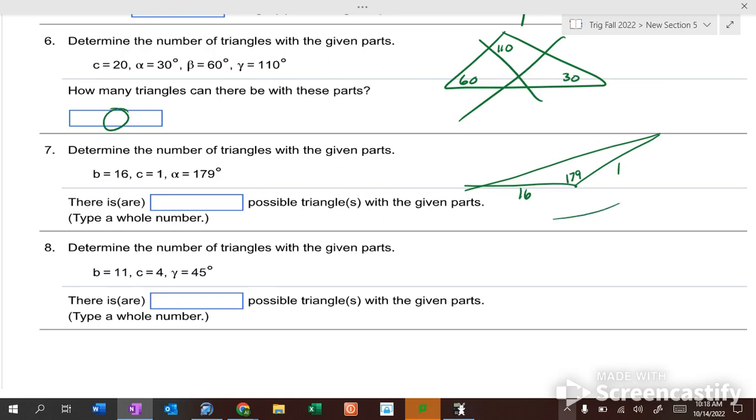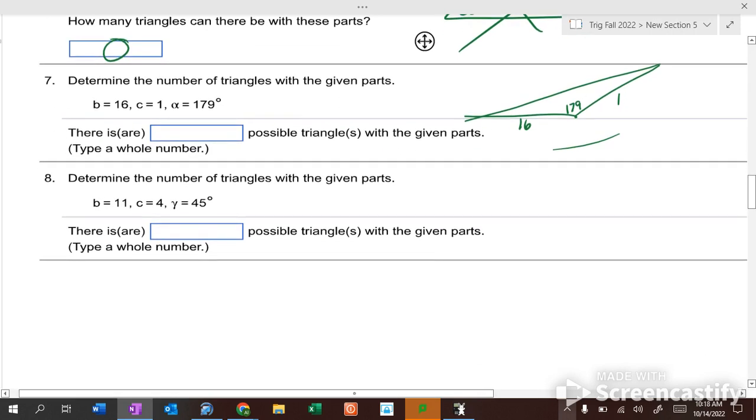So here you got to do law of cosines to see if it works or not. And if it does, if everything works out, then there's one triangle because you can only have one obtuse angle in a triangle.